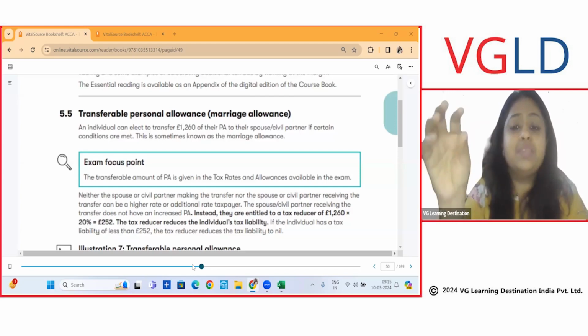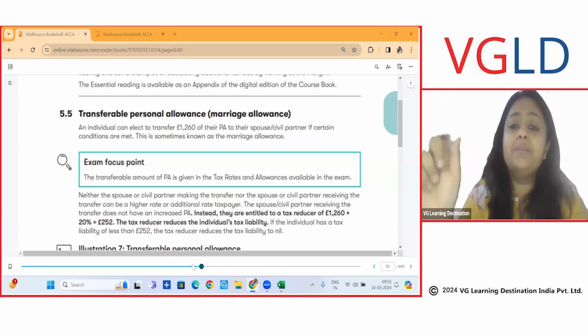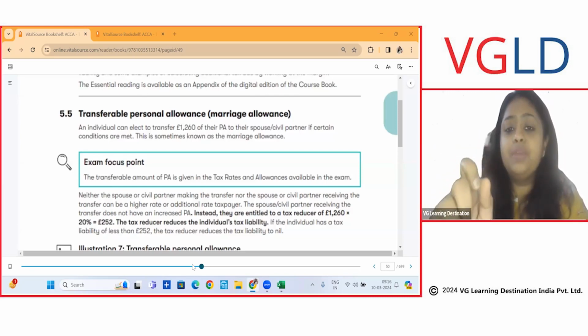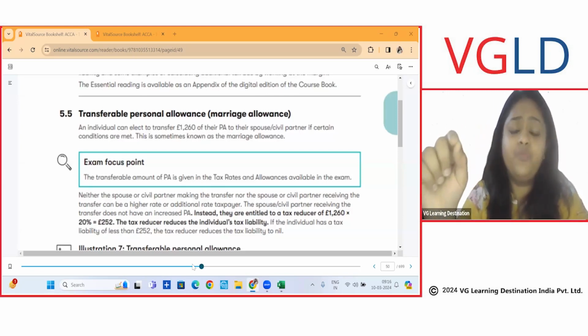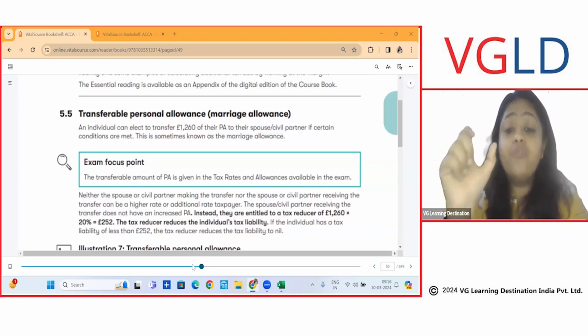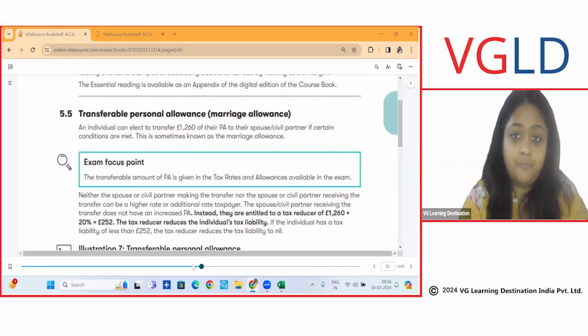Why is it fixed? Because HMRC has made it fixed that only 10% of the PA. What is the PA amount? 12570. 10% of it is 1257, rounding it off 1260. So only 1260 of the PA amount, fixed, nothing more than this, nothing less than this, will be transferred by one spouse to the other spouse.